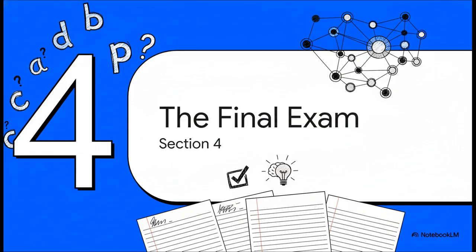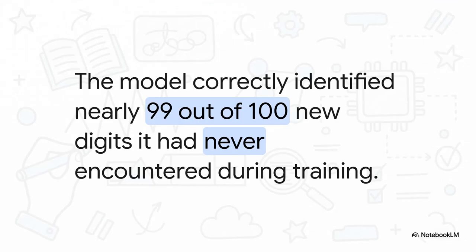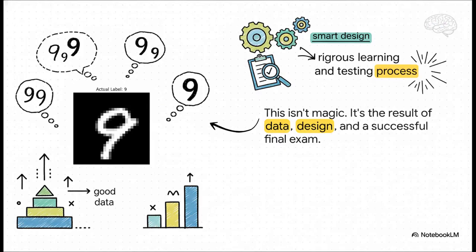Section 4, the final exam. And the final grade is in. Drum roll, please. On those 10,000 images it was held back, the ones it never saw during training, the model scored a 98.89% accuracy. Wow. So what does that number actually mean in the real world? It means that our model got it right for nearly 99 out of every 100 new numbers it saw. This is huge. It proves it didn't just memorize the answers from the textbook, it actually learned how to read handwriting.